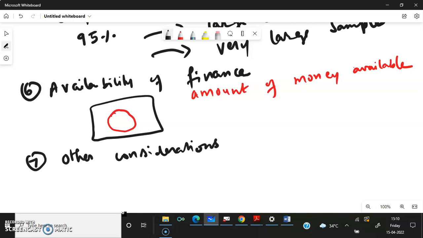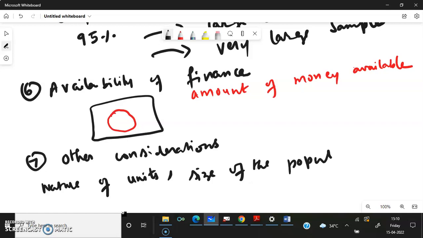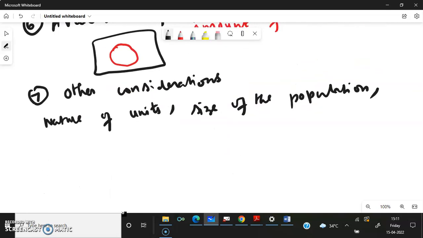Okay, nature of units, size of the population. How many units are you going to select from the population? The size of the population, if the population is too big or too small, right? If you take India, the population size is too huge, right? So accordingly, we have to select the sample. Size of the population means the number of individuals or observations in the population.